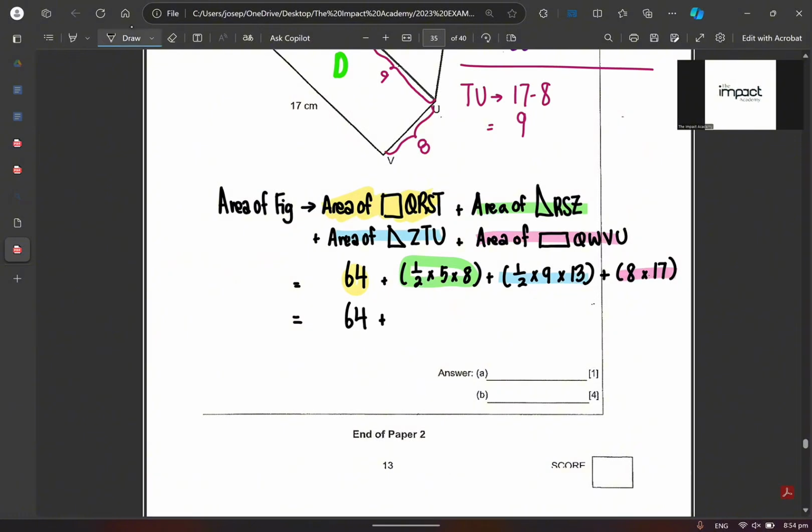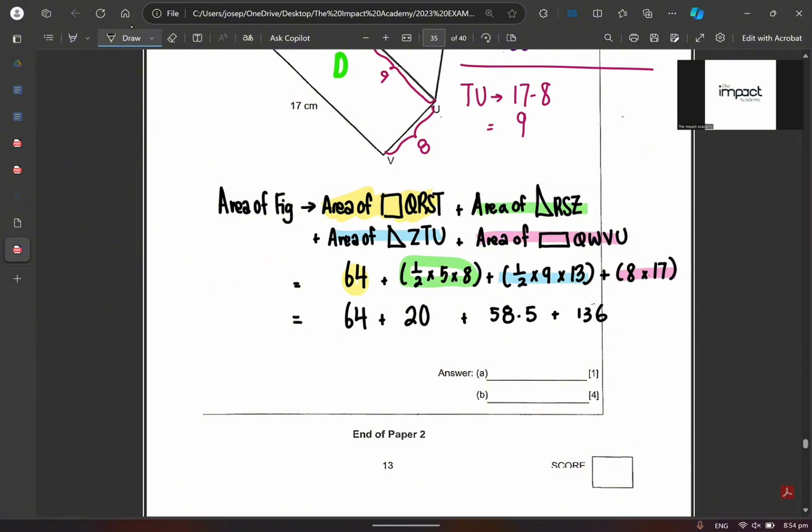64 plus half times 5 times 8. How much is that? 20. Are you understanding or not understanding? Right, half times 9 times 13. We get an answer of 58.5. Are you understanding or not understanding? Plus 8 times 17, we get an answer of 136.